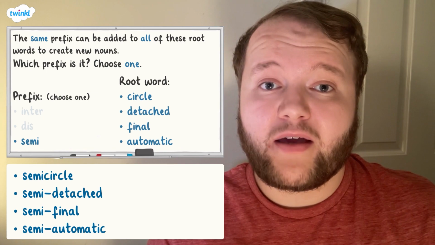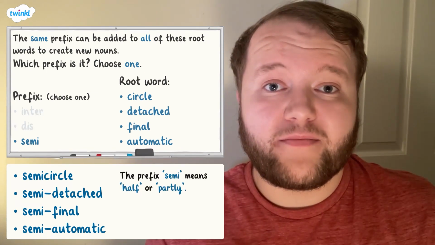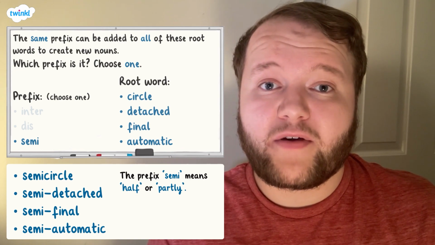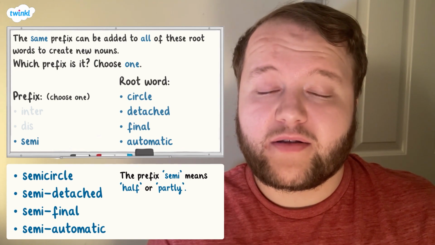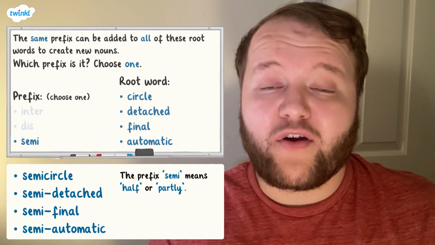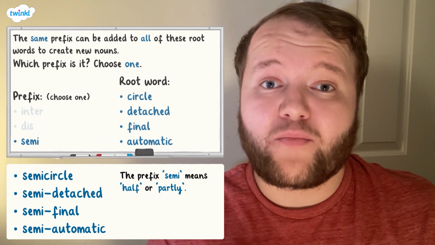The prefix semi means half or partly. You will notice that a hyphen has been added after the prefix to some of the words. This is to avoid mispronunciation. You now know how to form nouns using prefixes. Well done if you got that right.